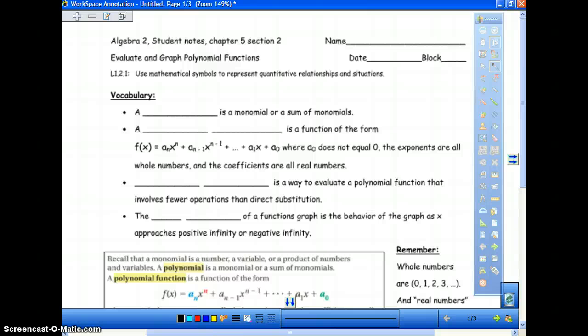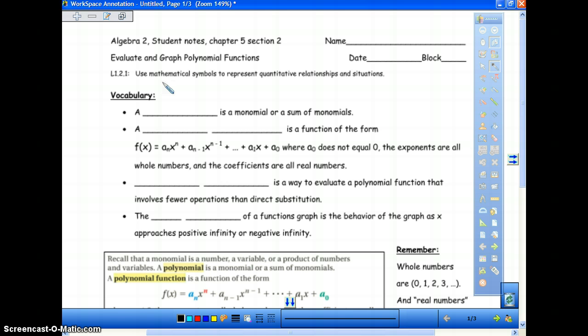So in this section, we're going to talk about evaluating polynomial functions. We're going to define what a polynomial function is, and we are also going to talk about some of the behaviors of polynomial functions. Before we get into that, let's do a brief overview of what we will be covering vocabulary-wise and objective-wise. You'll notice that our objective today is to use mathematical symbols to represent quantitative relationships and situations.